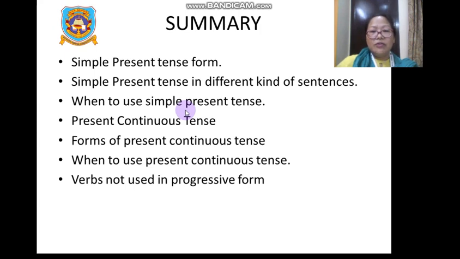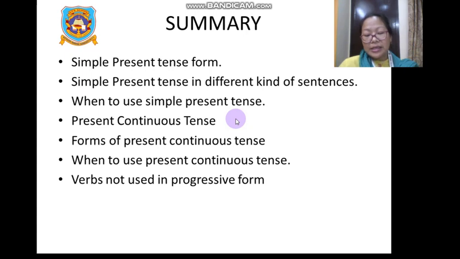So students, today we have learned, let us do a summary of what we have learned today. We have learned simple present tense in different kinds of sentences: affirmative, negative and question. We have learned when to use simple present tense. Then we learned present continuous tense, its forms, when to use it, and verbs not used in progressive form. So I hope students, you all have understood these two very simple topics.